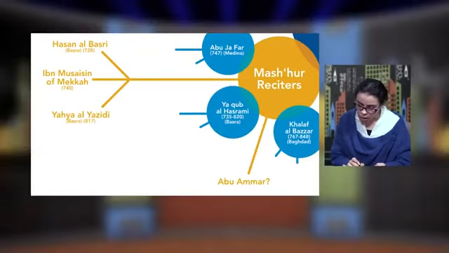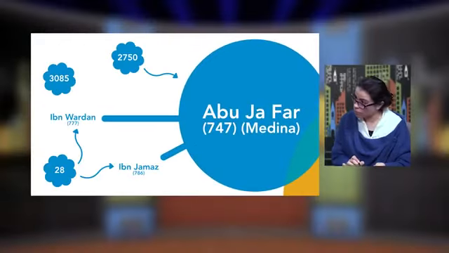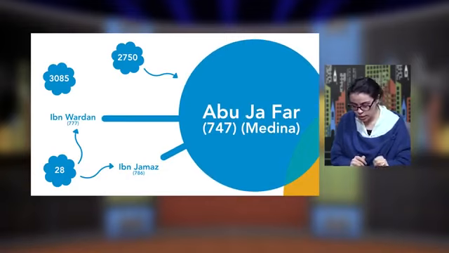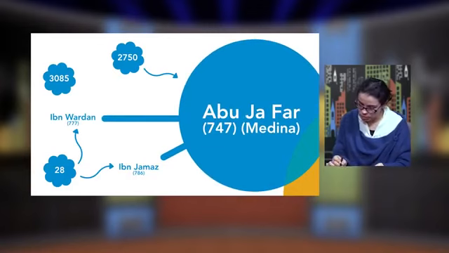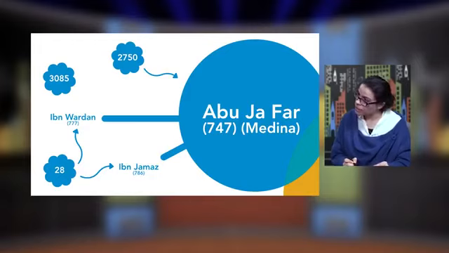So let's look at the map. We've got Abu Ja'far's Quran, which is from Medina. He's got 2 students, Ibn Wardan and Ibn Jamaz. Ibn Wardan's Quran has 3085 variations with the Hafs Quran.